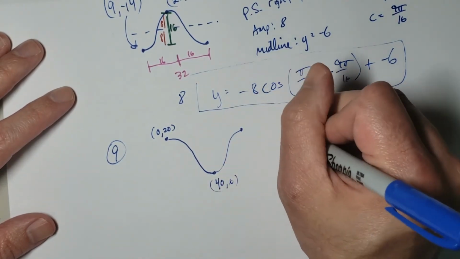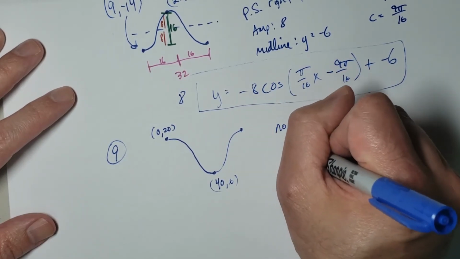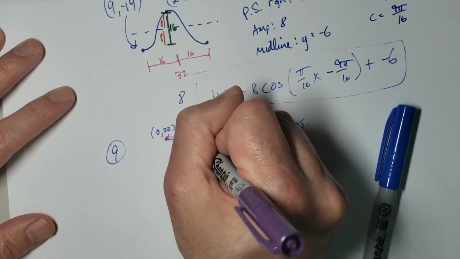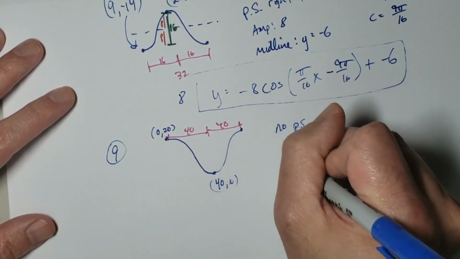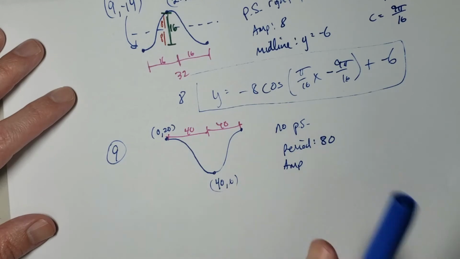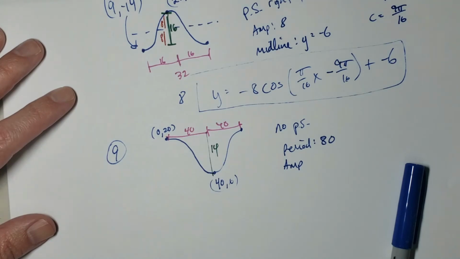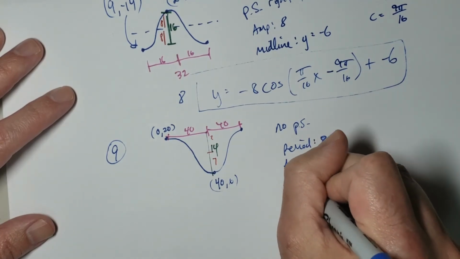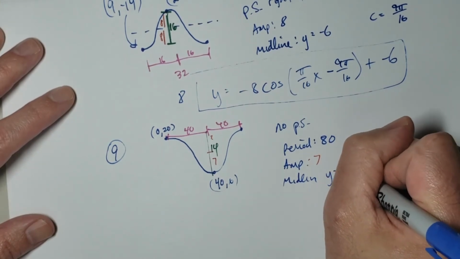So this is a positive cosine. It has no phase shift. It has a period of, well, let's see what happened here. This is 40 seconds, so this has to be 40 seconds, has a period of 80. Has an amplitude, well, 20 to 6, that's 14. So the amplitude is half that, which is going to be 7. And then finally the midline would be 7 up from 6, which is 13, or 7 down from 20, which is 13. So it's y equals 13.